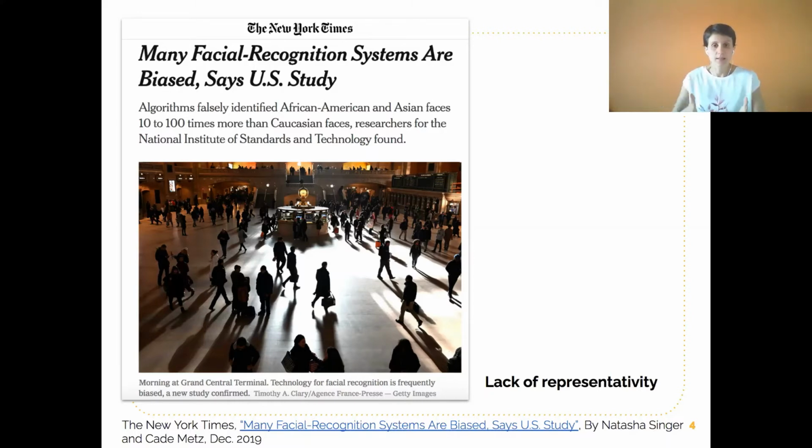This is, of course, a big problem, and it reminds us that it's really important to have data sets that are representative of our target population.